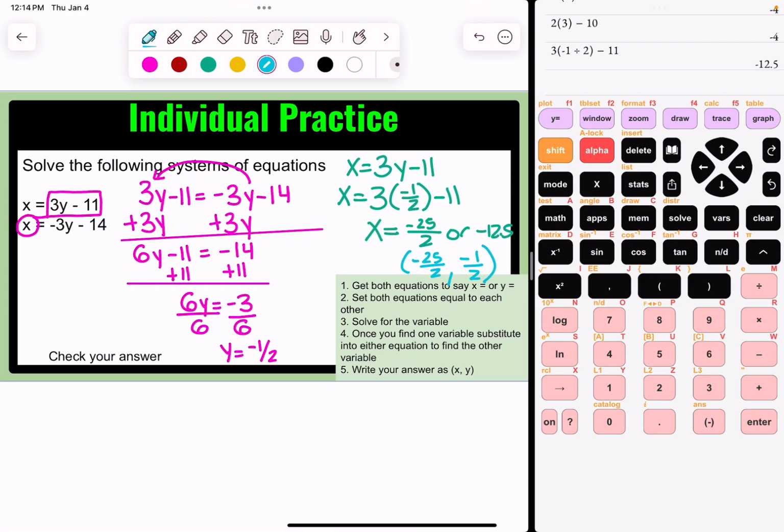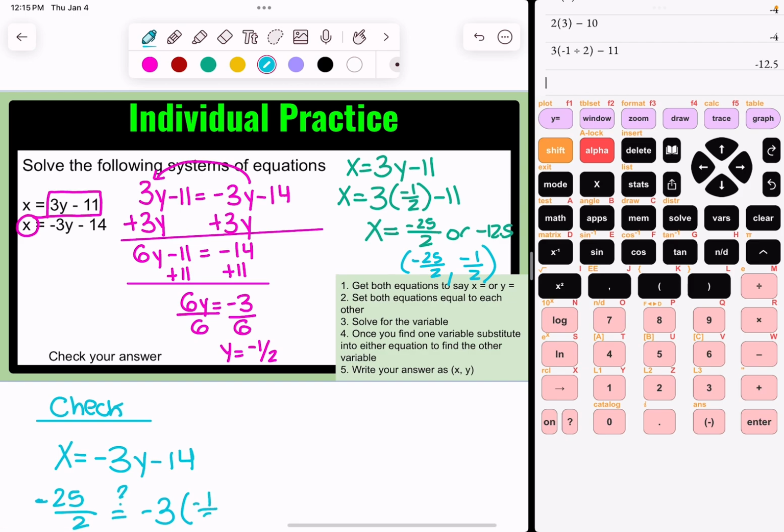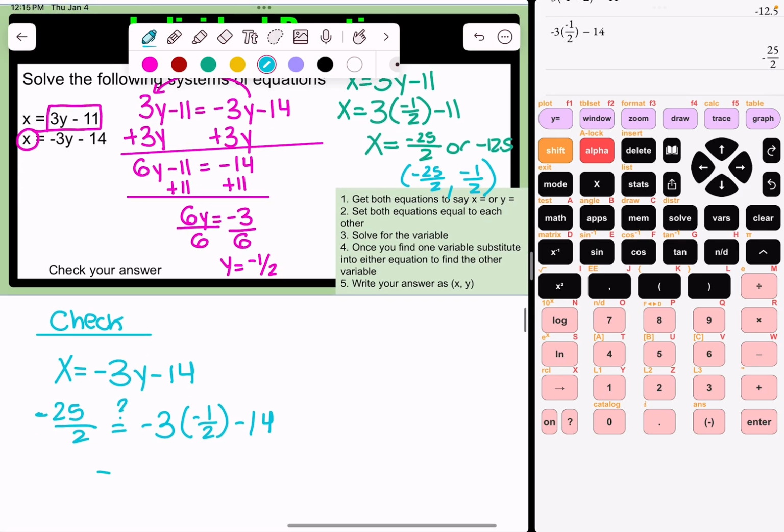Good. And I love to check my answer. So let me use the second equation that I haven't used yet, which is x equals -3y minus 14. x we found is -25/2. And we need to see, is that equal to -3 times the y we think is -1/2, minus 14? Let's see. -3 parentheses -1/2, that's our y, minus 14. And we get definitely -25/2. So they're equal to each other.